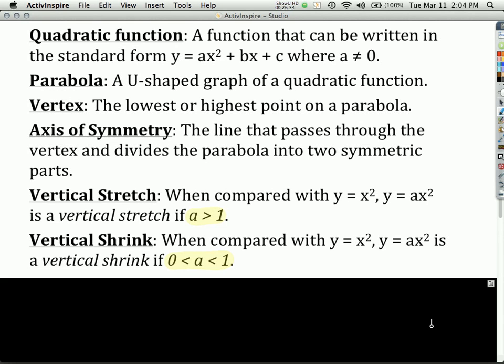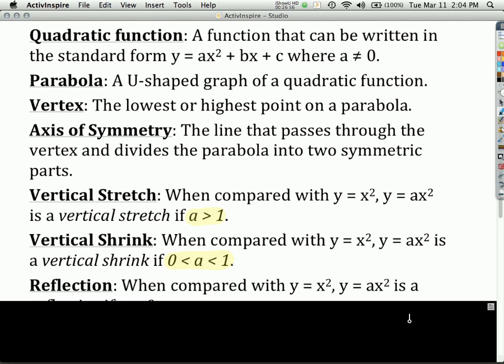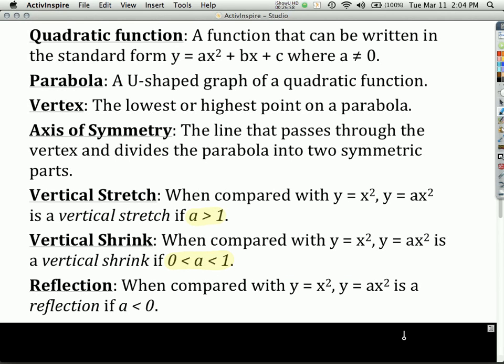One other detail that we're going to explore is called a reflection. And when we compare our graphs with y equals x squared, it will be a reflection if a is less than 0.